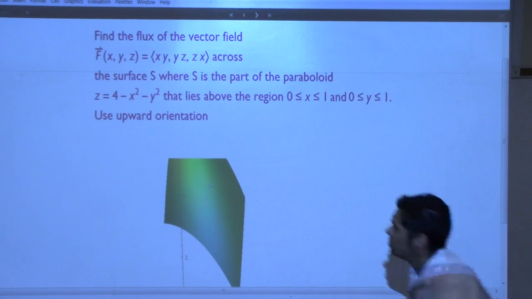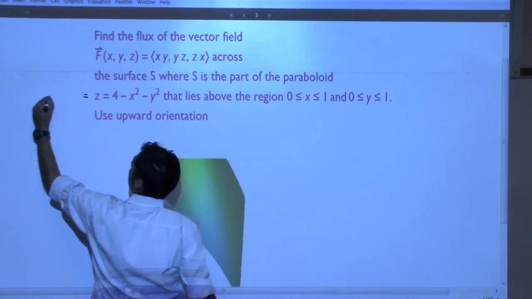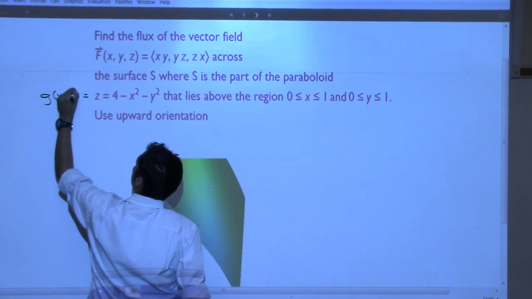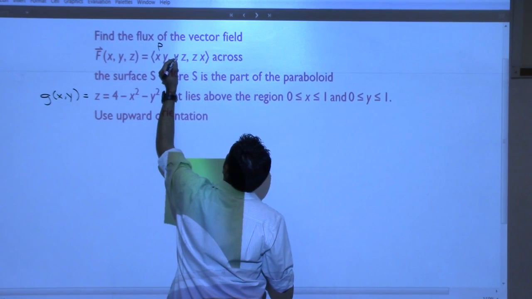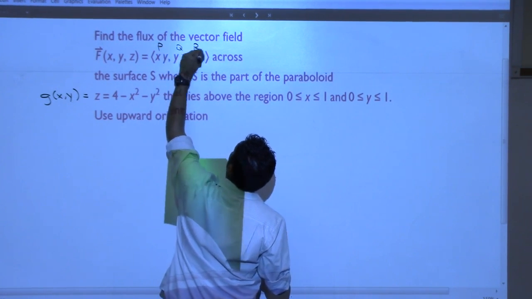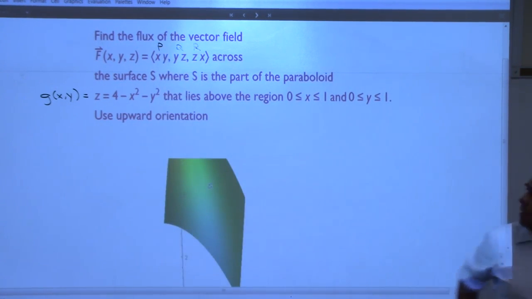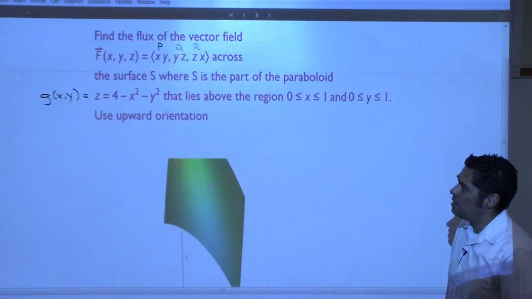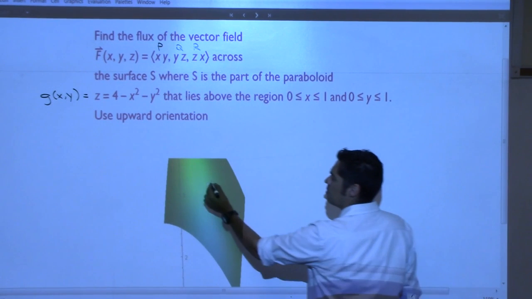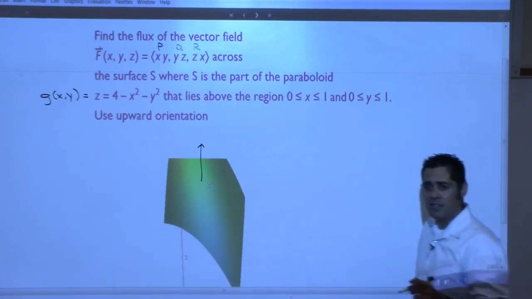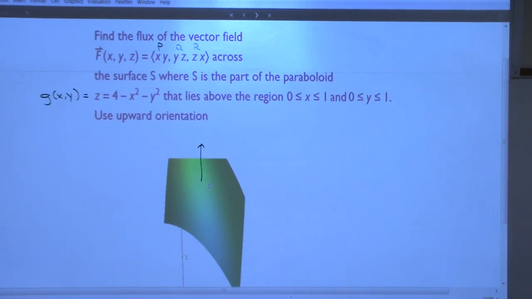So this is g of x y. This is P, Q, R right there. And since it is a function of x and y, I can use a shortcut. It's telling me to use upward orientation for the normal vectors. So I want to imagine my normals are coming up here. That means I can use the formula directly the way it appeared in the notes, which is this first one.